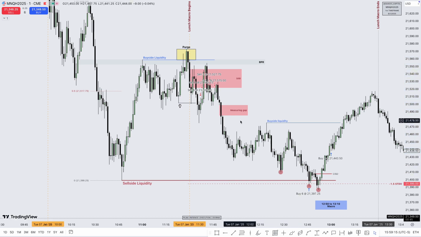Typical lunch hour macro and price action. So let's look at the 12:50 macro. After clearing the 10 a.m. sell side liquidity, you see a three drivers pattern going into the 12:50 macro. That is also very algorithmic.